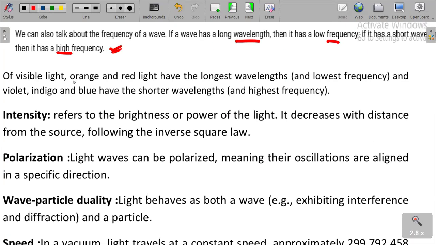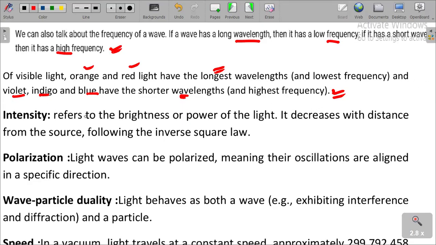So for visible light, we can talk about the colors like orange and red. We are saying red light has the longest wavelength. Colors such as orange and red have the longest wavelength and lowest frequency, and violet, indigo, and blue have short wavelengths and the highest frequency. As to say, the length of the whole wave is the frequency.